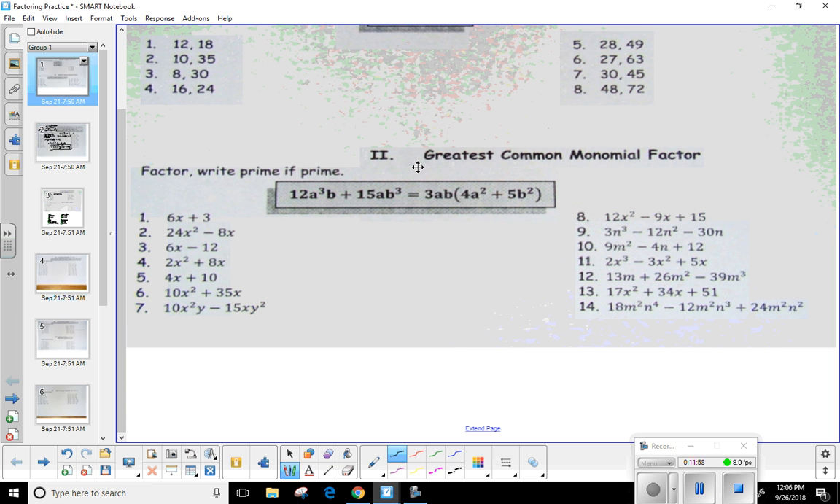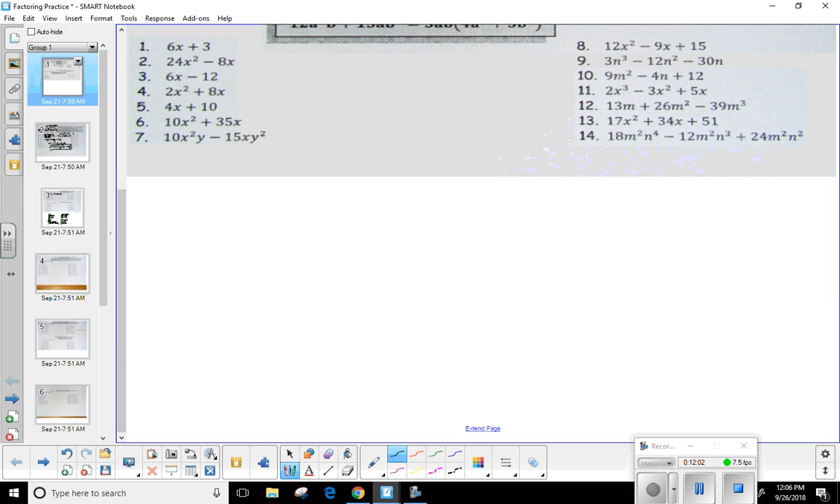How about, let's say 7. Okay, so 7. 10x squared y minus 15xy squared. Okay, so maybe it helps just to go ahead and start with the values and look at the variables. What do 10 and 15 share? 5. They're both divisible by 5. Okay, so I'm going to pull out a 5.